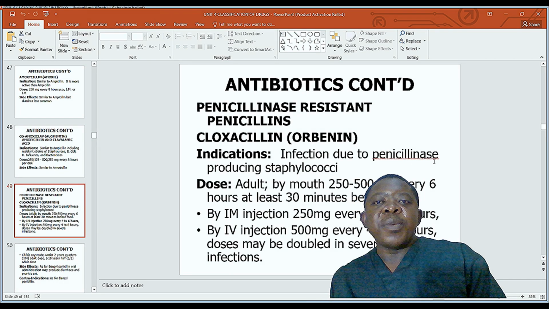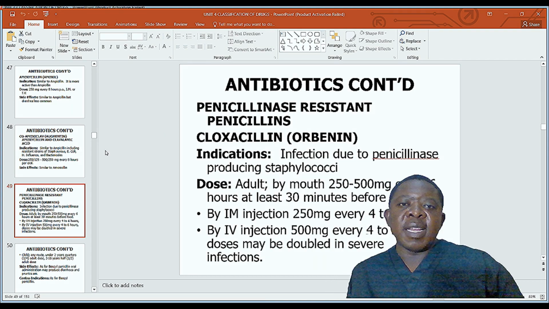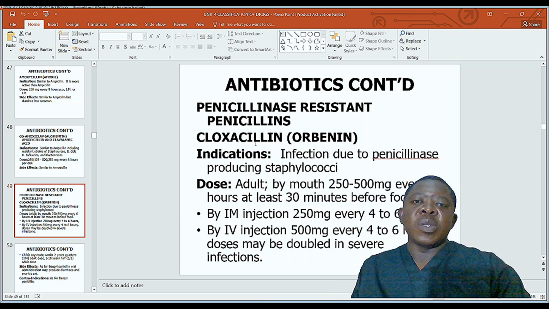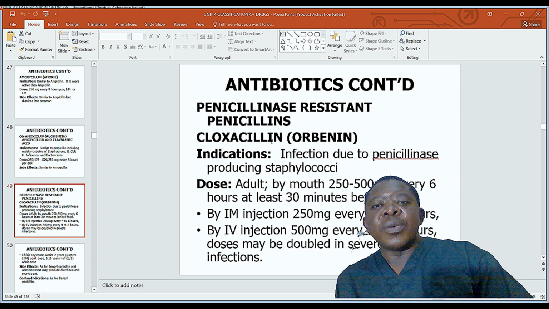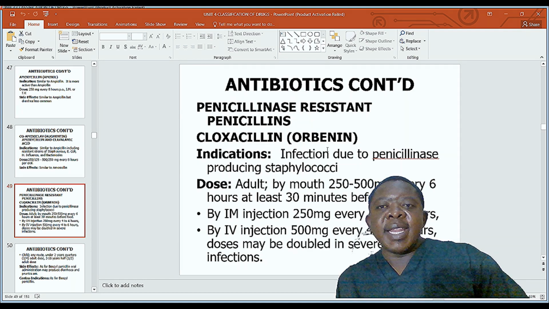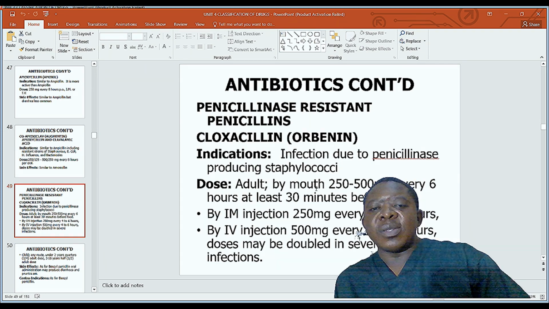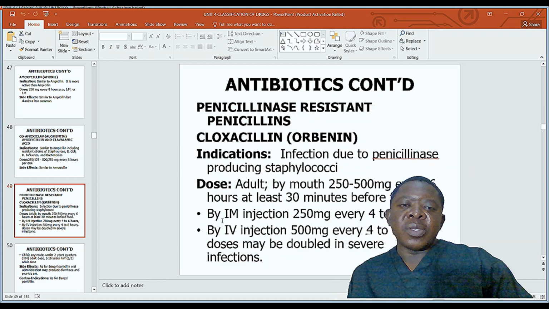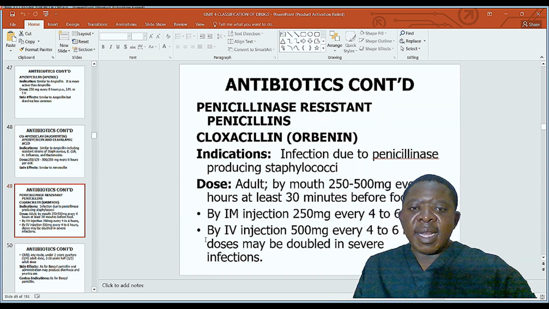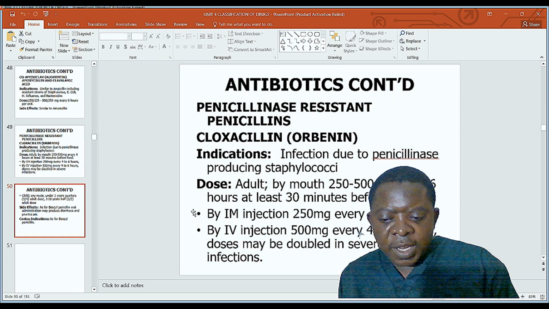Then we have penicillinase resistant penicillins like cloxacillin, okay, or the other name that is orbenin. So these are for infections due to penicillinase producing staphylococci. For adults, you can give by mouth 250 to 500, and it's given 8 hourly. It's also available in intramuscular and IV injection.